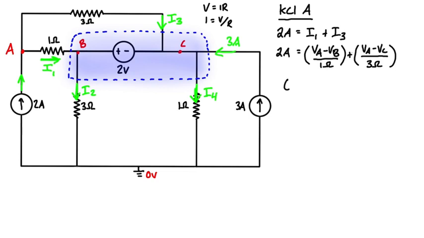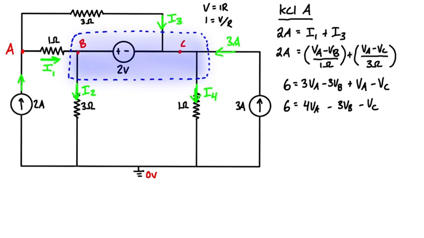So we're just going to have 6 is equal to 3 times VA minus 3 times VB plus VA minus VC. And we can simplify that a little bit, so we get 6 is equal to 4 VA minus 3 VB minus VC. Okay, so that one's good for now.